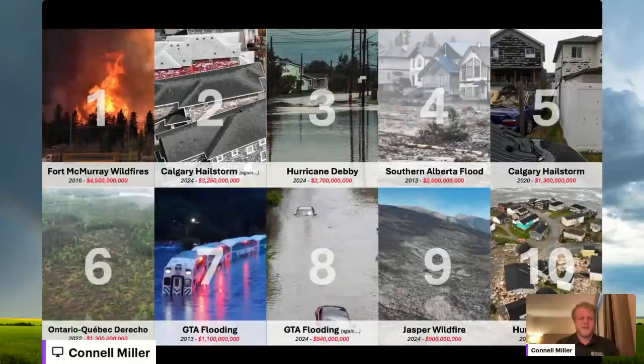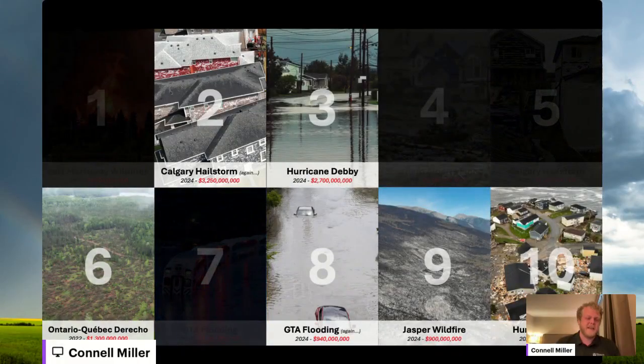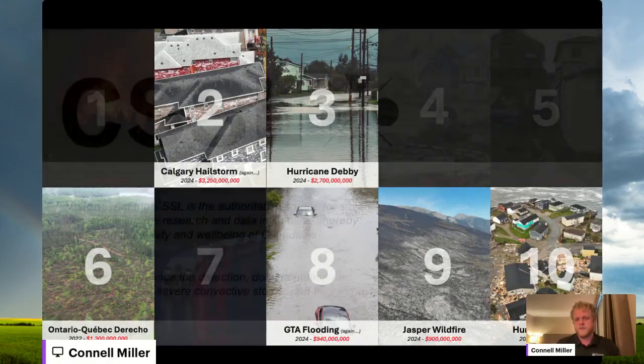If you take a look at the top 10 natural disaster losses in Canada, you'll see two fairly interesting trends. Number one being that half of them are due to severe convective storms, and 6 out of 10 of them being from the last 3 or 4 years. So again, we're seeing these things on the rise because we're building in these places that tend to be more affected by these severe convective storms.